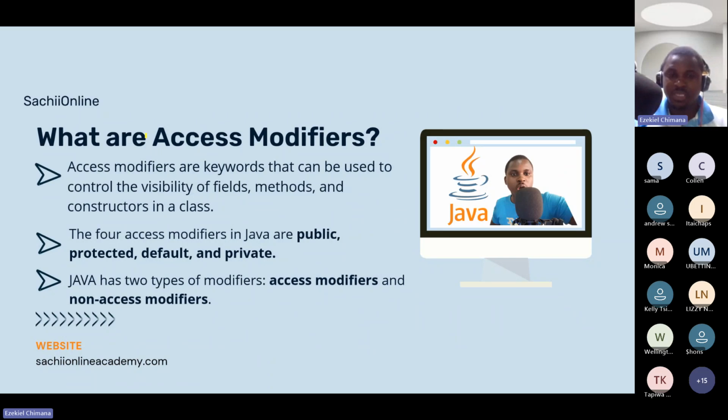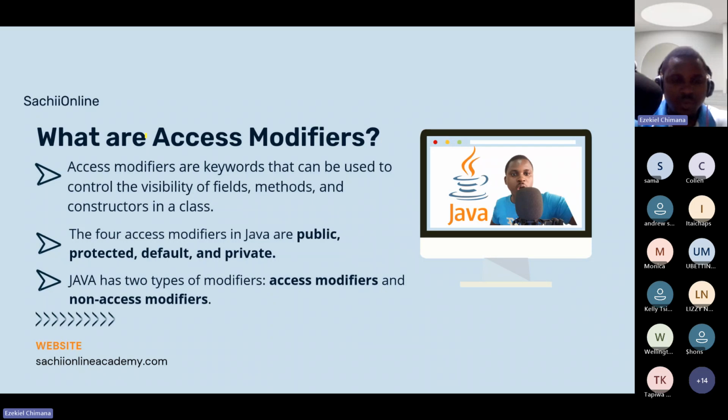For now, you've been seeing me using the public keyword. That one is an access modifier. The default one, you've been seeing me using it, but some of you might not know that here I'm using the default access modifier because it's not written as default. And then private, I didn't use it. Then protected, I didn't use it.